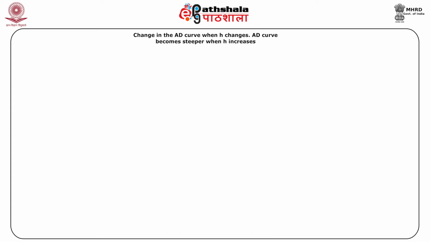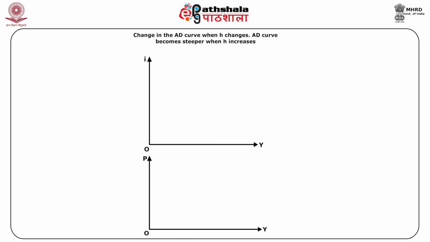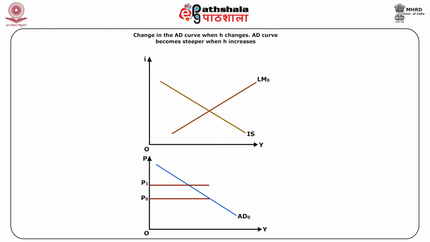To visualize it graphically, consider the figure. The original LM curve is LM naught and the original aggregate demand curve is AD naught. When the price level increases from P naught to P1, LM curve shifts upward from LM naught to LM1, leading to a reduction in interest rates and hence a reduction in the investment demand. This reduces the output and hence aggregate demand from Y0 to Y1.